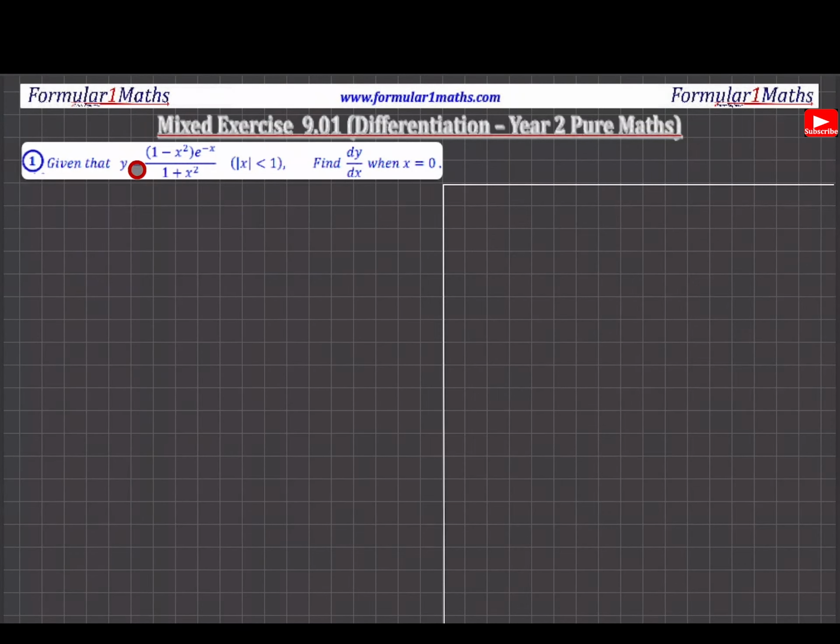So if I do that, I'm going to get ln y is equal to ln [(1 minus x squared) e to the power minus x] over 1 plus x squared. Then I'll use the laws of log to simplify the right-hand side of the equation.